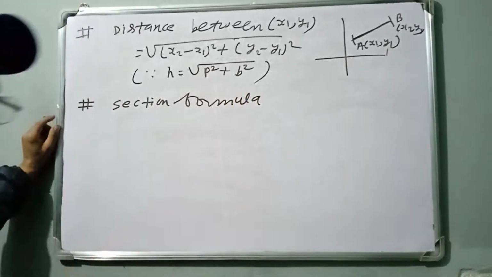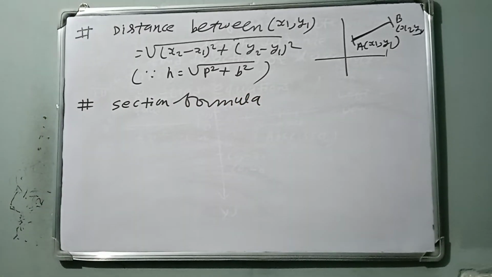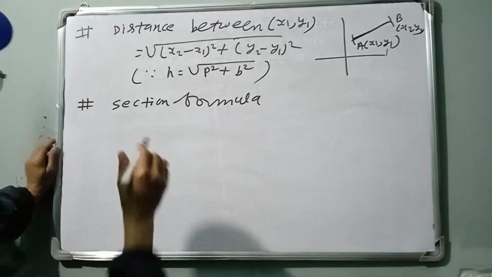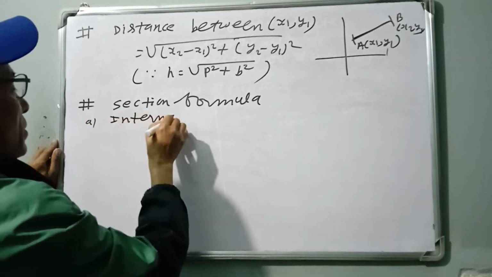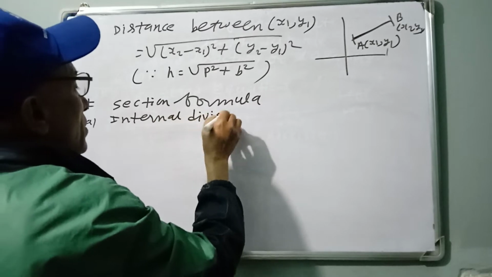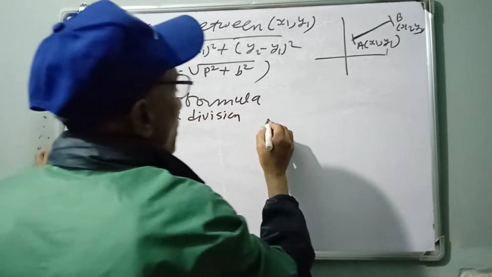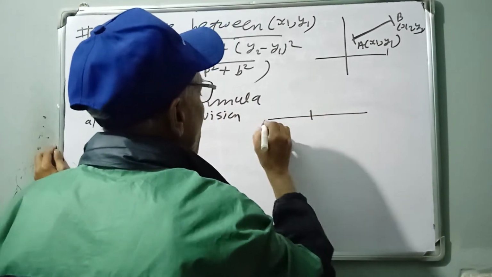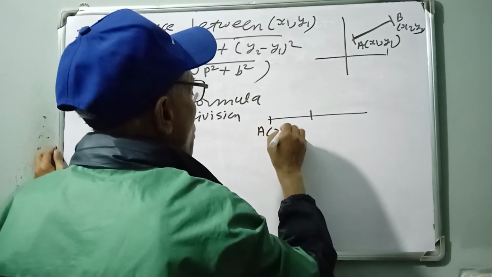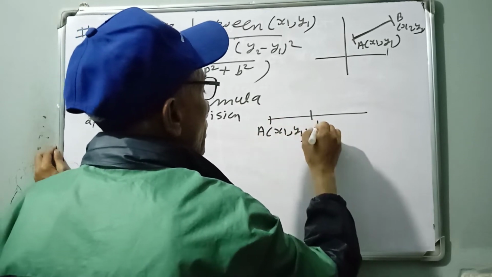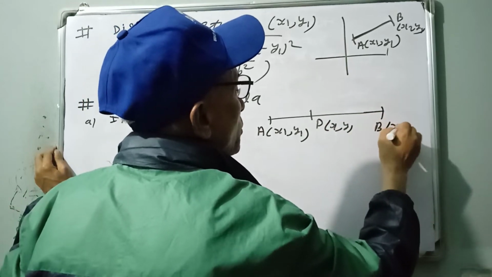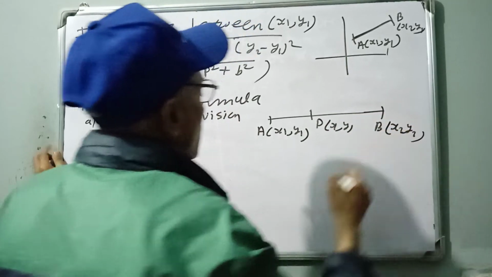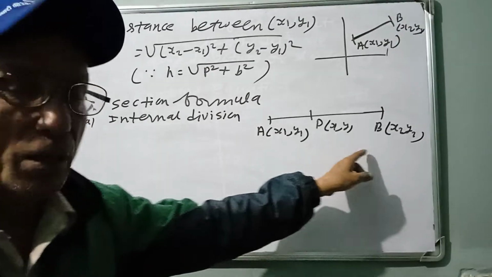Part 1 भनेको क्लास 8 र स्पेशली 8 and 9 को लागि म लिन्छु. सेक्सन फर्मुलामा इन्टरनल डिभिजन. एउटा पोइन्ट छ. A (x1, y1) is 1 point, P (x, y) is a point, B (x2, y2). x1 y1 and x2 y2 are 2 points.